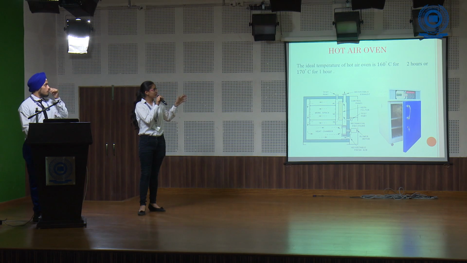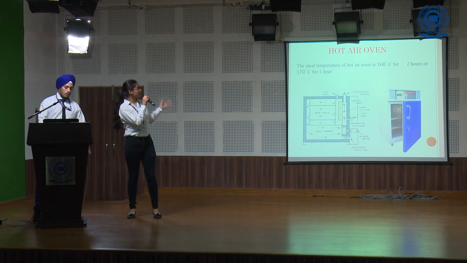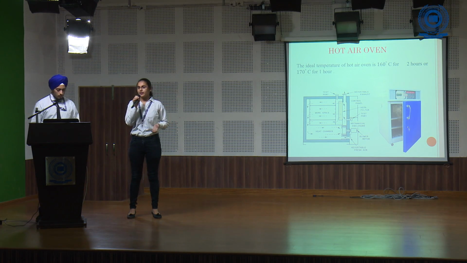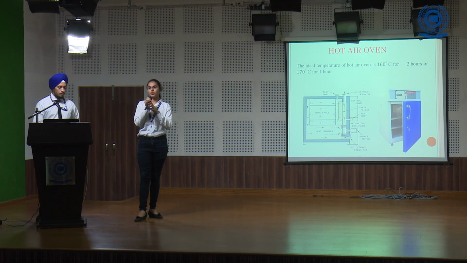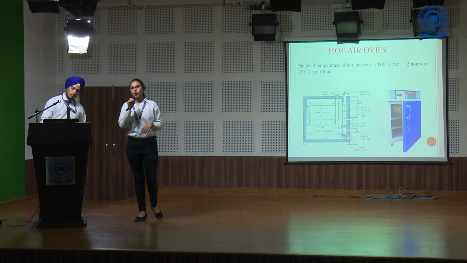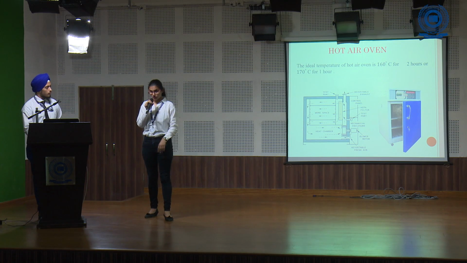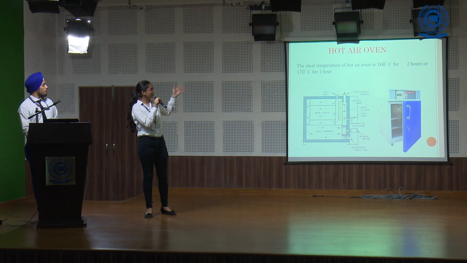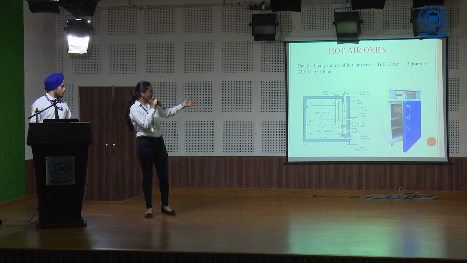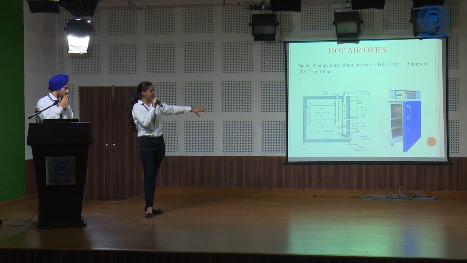Now, the hot air oven is an electrical device or instrument which works on the principle of dry heat. The ideal temperature for the hot air oven is 160 degrees for 2 hours and 170 degrees for 1 hour. We also use a temperature of 180 degrees for 30 minutes. The hot air oven can be controlled with the help of buttons present outside the oven. We can control the temperature and time.